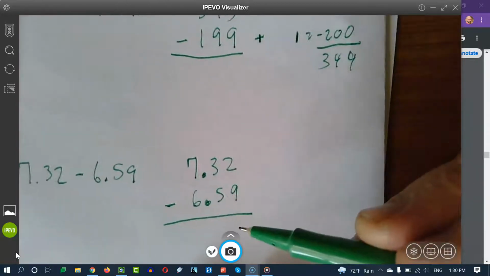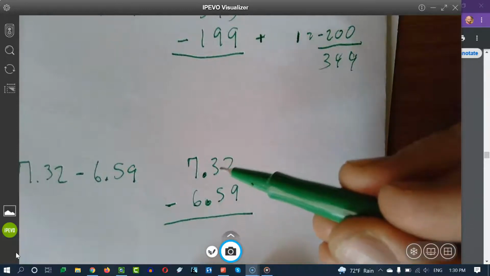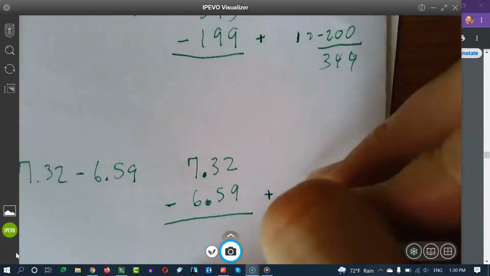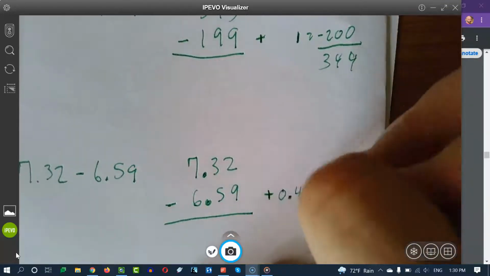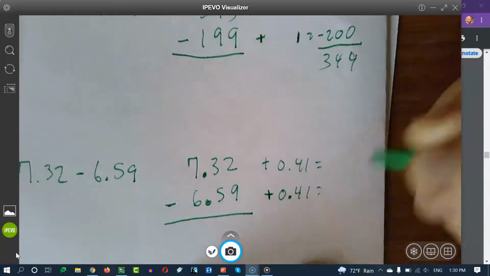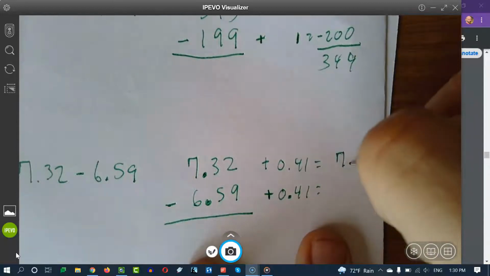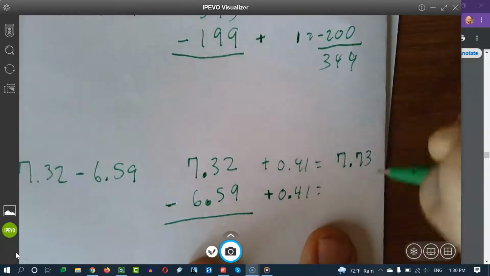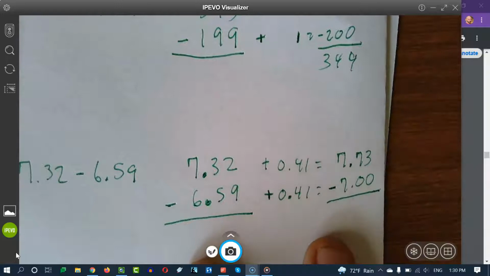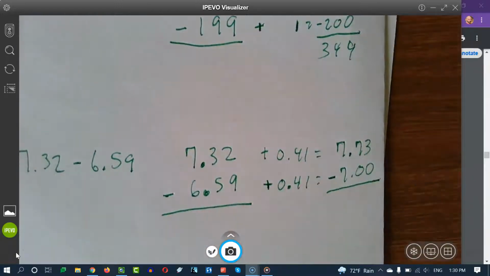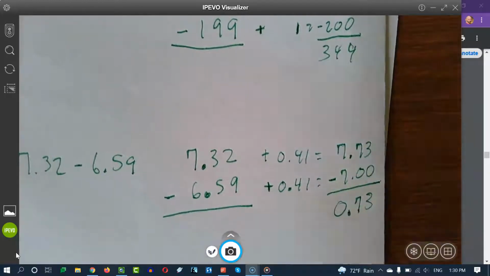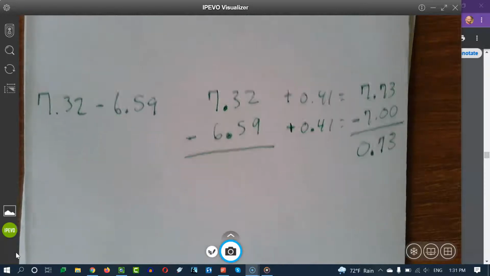I could remove 59. That's going to be a little tough for me to figure out. So I'm just going to go ahead and round up, get it up to 7. So that means I'm going to add 41 hundredths to each number so that my difference is constant. So that means my new equation is 7 and 73 hundredths minus 7. Again, the same equation. Different numbers, same results to get me 73 hundredths. Let's see what's next.